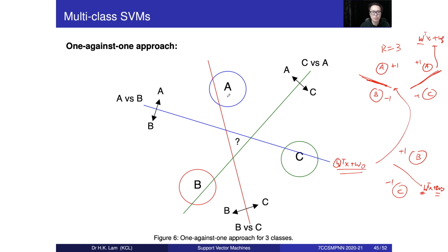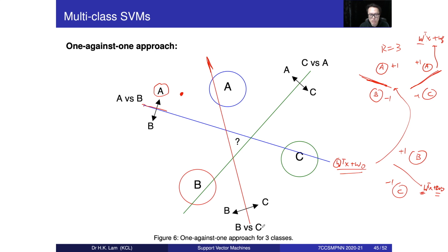For example, we are going to have a new point right here. We would like to know which class it belongs to. Substitute this into each of the hyperplanes. The blue just tells you that it belongs to A. Okay.